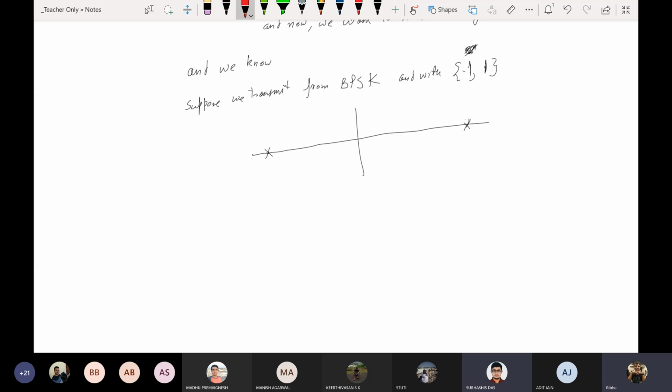One. Okay, this is 1. Fine, so I transmit this. Now because of the channel, noise gets added. There is noise, so noise will get added. Random noise, additive white Gaussian noise. That can land you here.